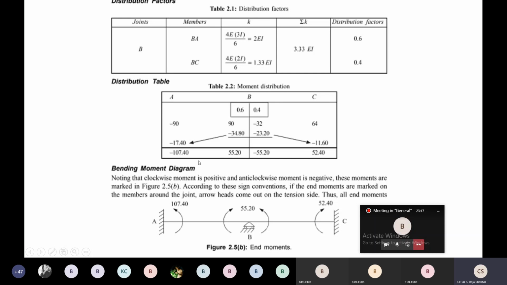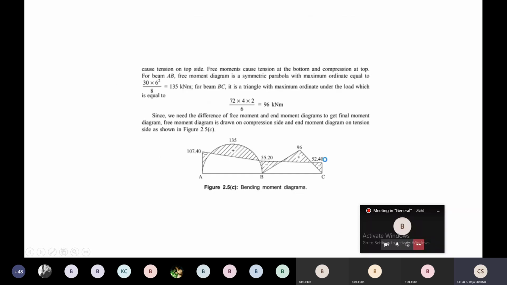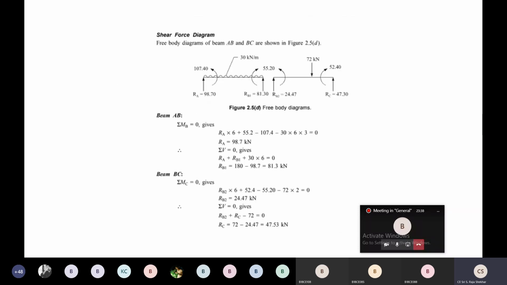At MBA, we are getting a clockwise moment of 55.20. At MBC, the final end moment is anti-clockwise, minus 55.20. MCB, we are getting 52.40. Those are the final end moments. For the calculation of reactions, I am using these end moments and the applied load.